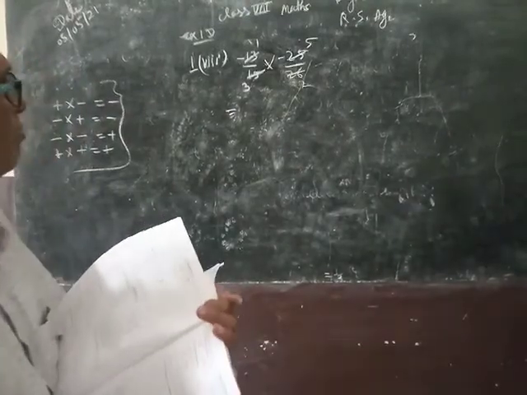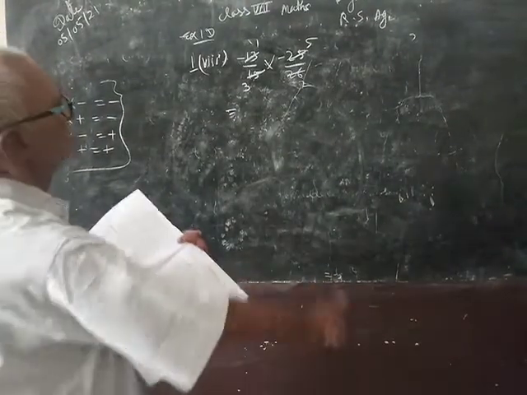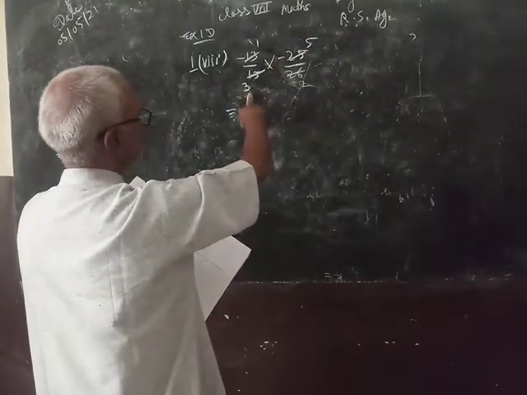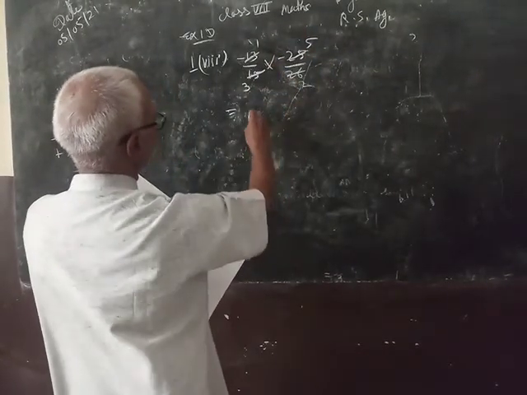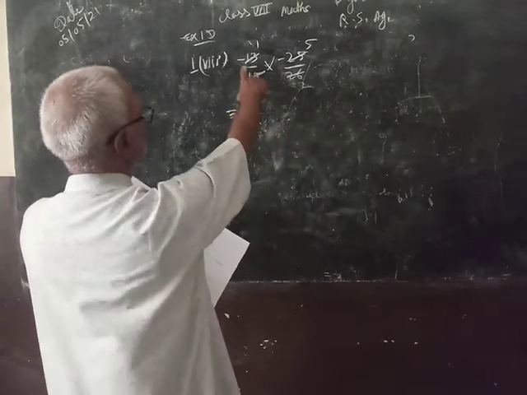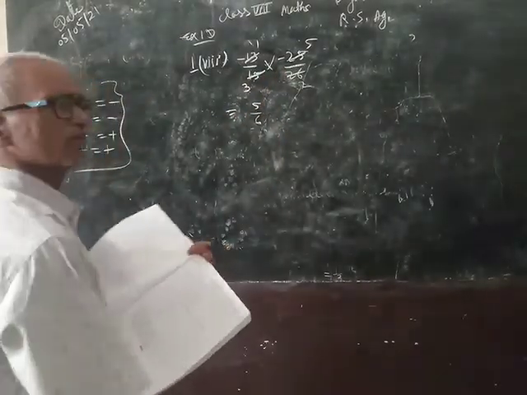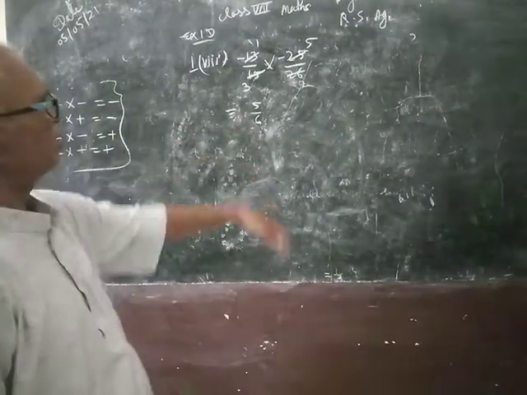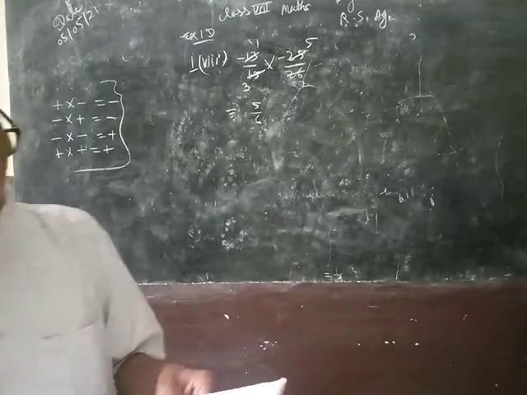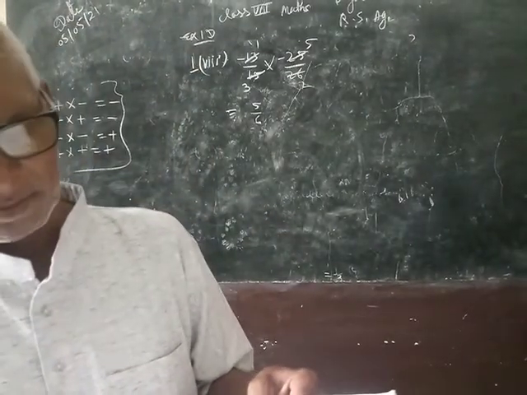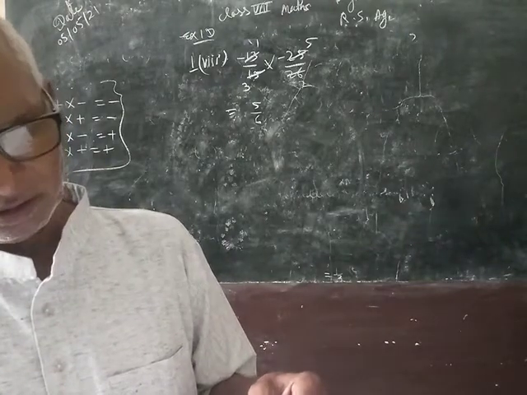Try to remember the tables. So in the numerator, 1 and 5 are there. In the denominator, 3 and 2 are there. So the result will be 5 by 6, because the minus minus signs cancel each other and give plus. So the result is plus 5 by 6. It is part 8. Likewise, the question has 12 parts.